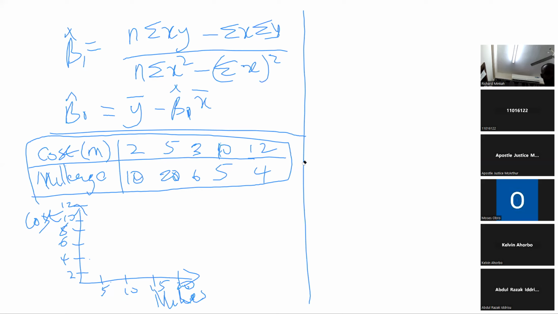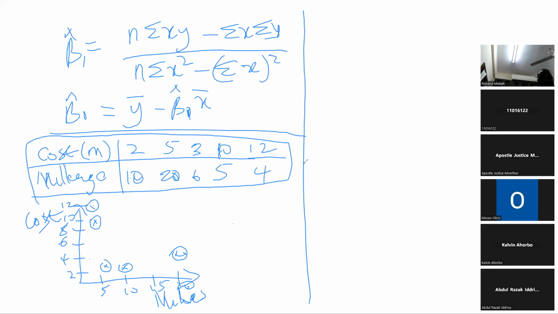So the first one, we have 10 on the mileage. So we are here and then 2. So here, right? This is right. Then 20 and 5, somewhere here. And then 6 and 3, so there. And then which one again? 5 and 10. And then 4 and 12. So we have something like this.